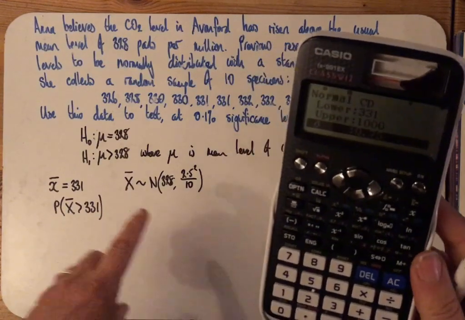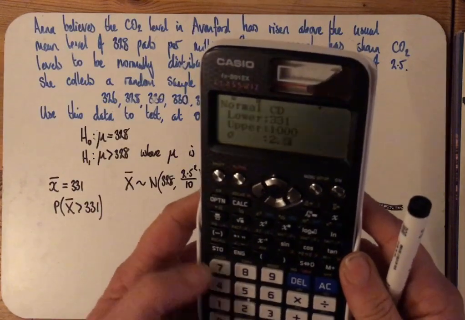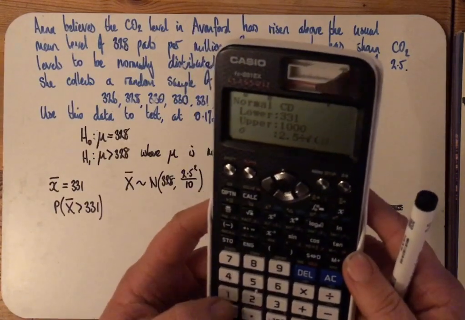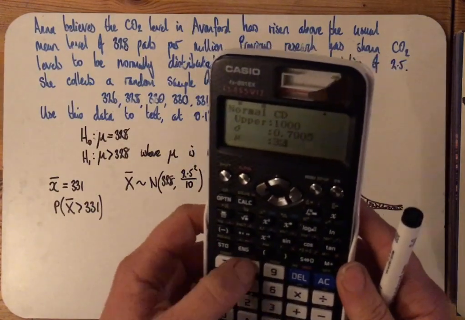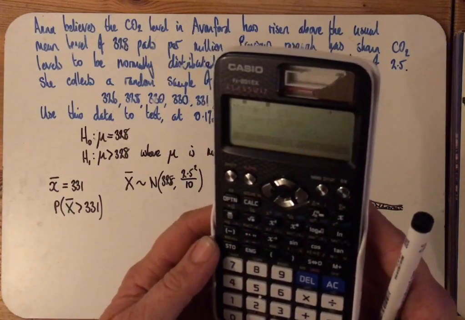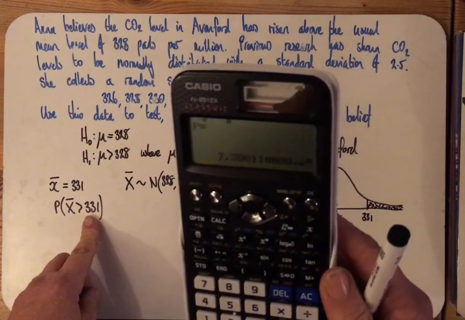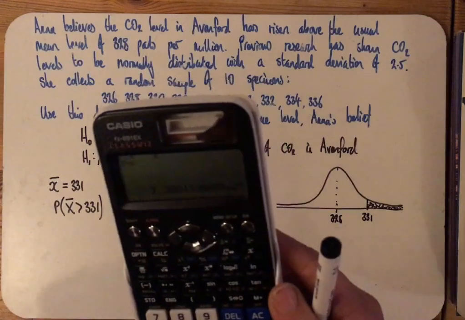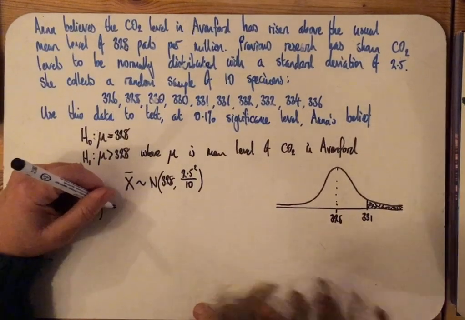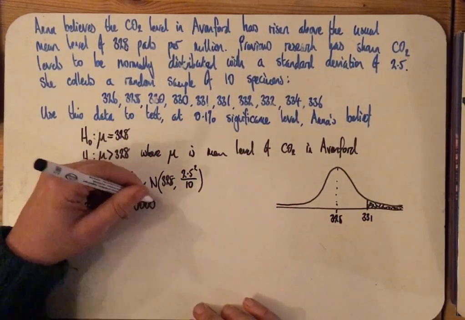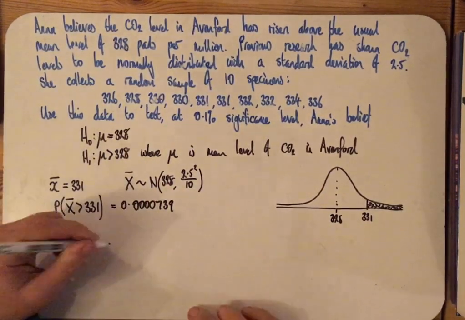Right, just be careful here. So standard deviation is 2.5 over root 10. So 2.5 divided by root 10, or put it in as a fraction if you prefer. And then the mean is 328. So in this distribution, the probability of getting a value of 331 or higher is very small. For some reason we don't use standard form much in maths, but you're welcome to use standard form. So it comes out as being 0.0000739, or 7.39 times 10 to the minus 5.